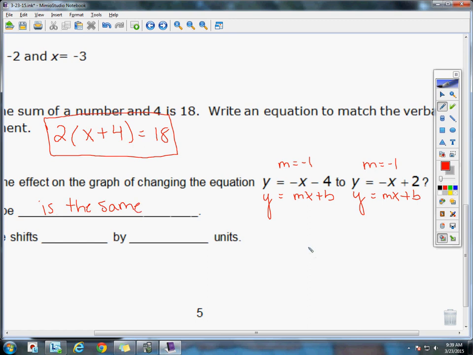Then the next part says the line shifts blank by blank units. There's two ways you can do this. You can put this into y equals, or you can just do a quick little graph. Your first y-intercept is down here at negative 4. Your second y-intercept is up here at 2. Just by looking at this, going from negative 4 to positive 2, your line is going to shift up. And it says by how many units. You can do your little bunny hops and count. So you're going up 1, 2, 3, 4, 5, 6 units. Again, you can put both these in y equals, look at your graph, and do it that way.